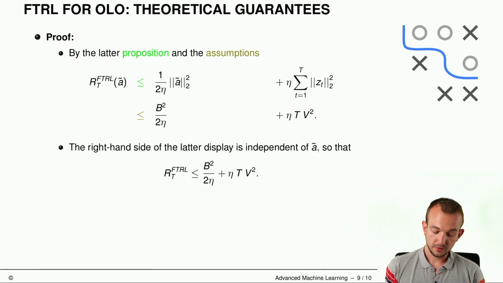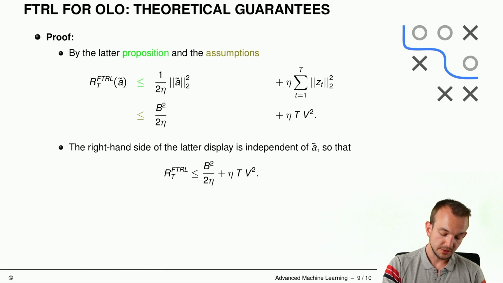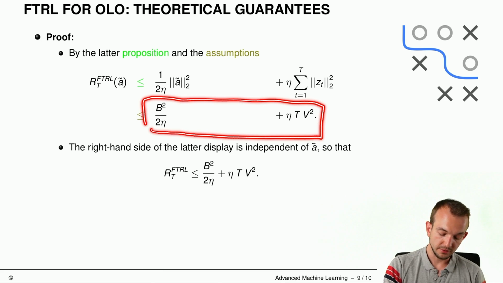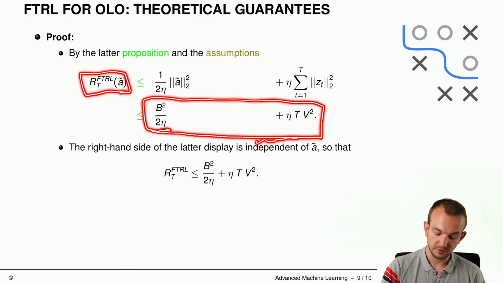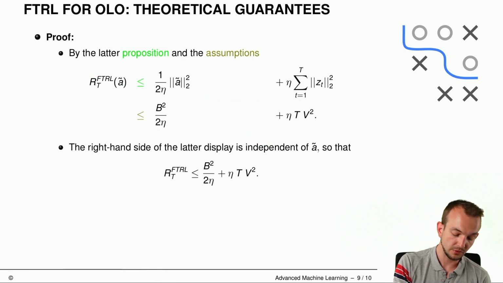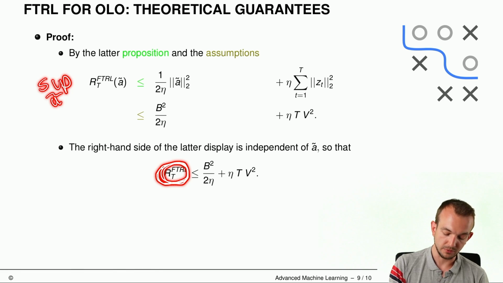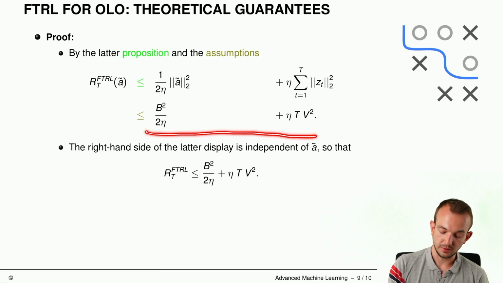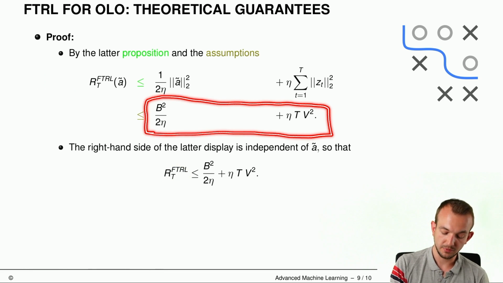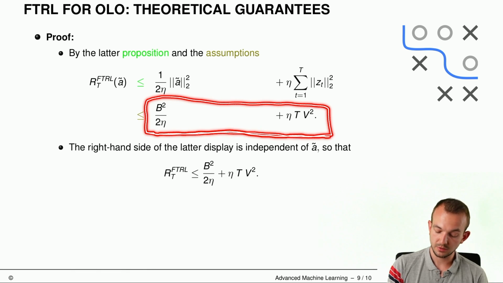And now we can see that this bound is again independent of the competing action A tilde. Here we have a dependency on A tilde, this here is not depending on A tilde. So we can write here the supremum over all A tildes, which corresponds to the regret where we compete with the best action in hindsight. And still, using this supremum, it will be bounded by this right-hand side, which is unaffected by the supremum.